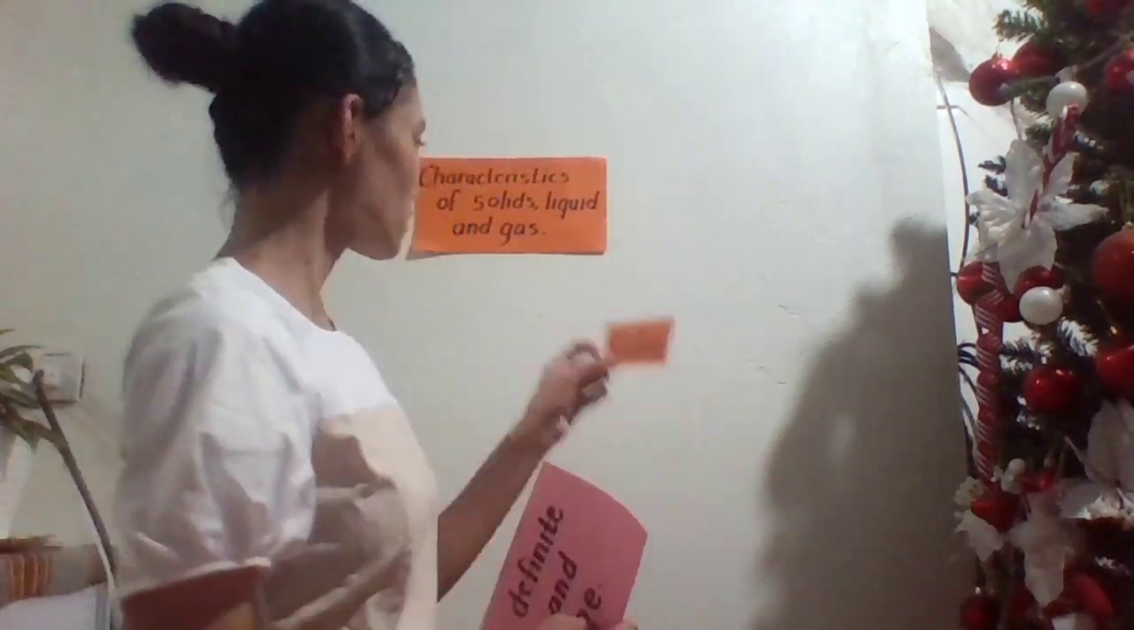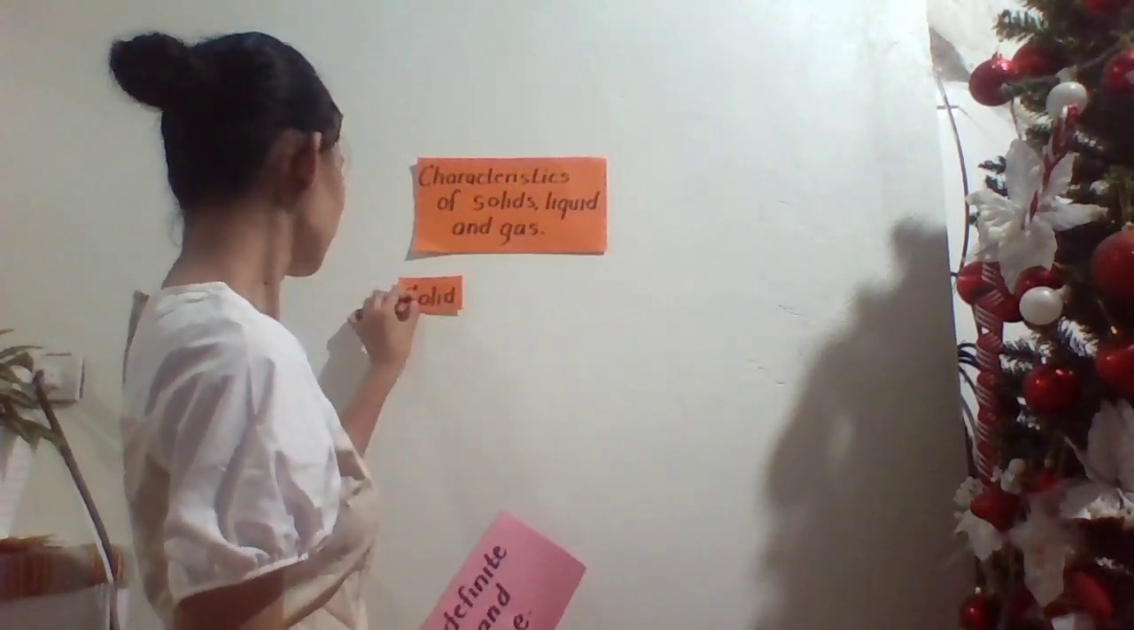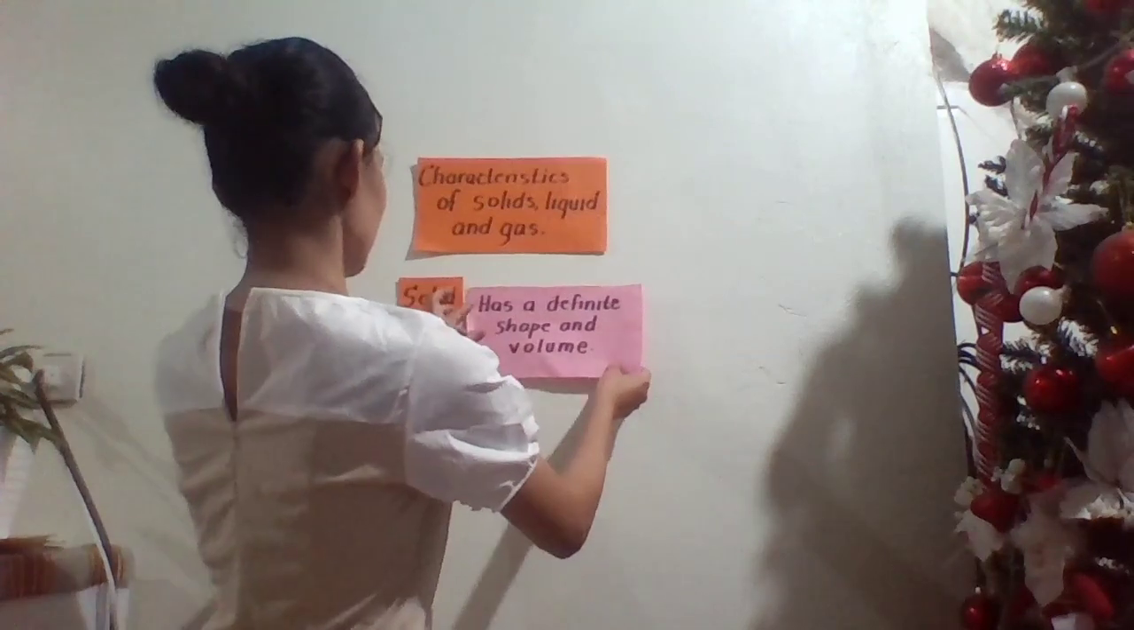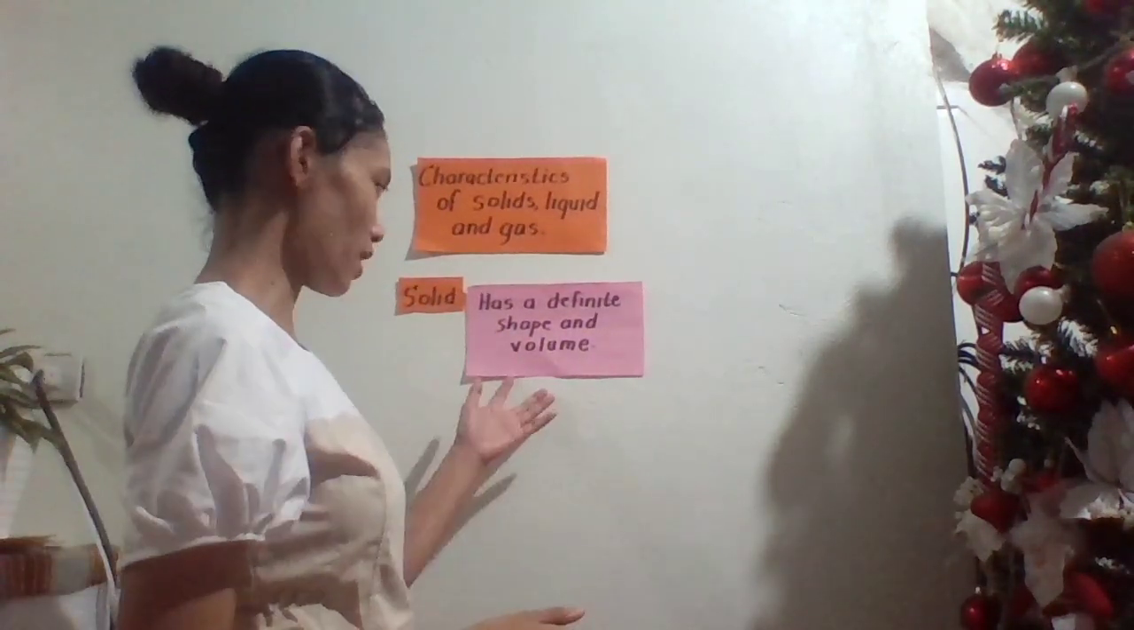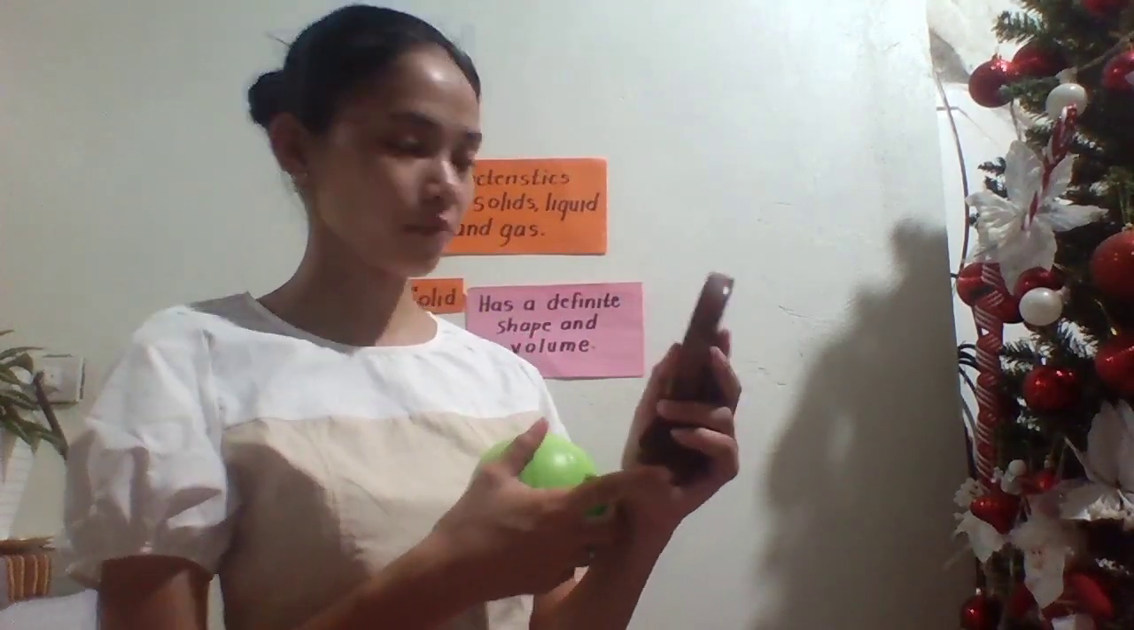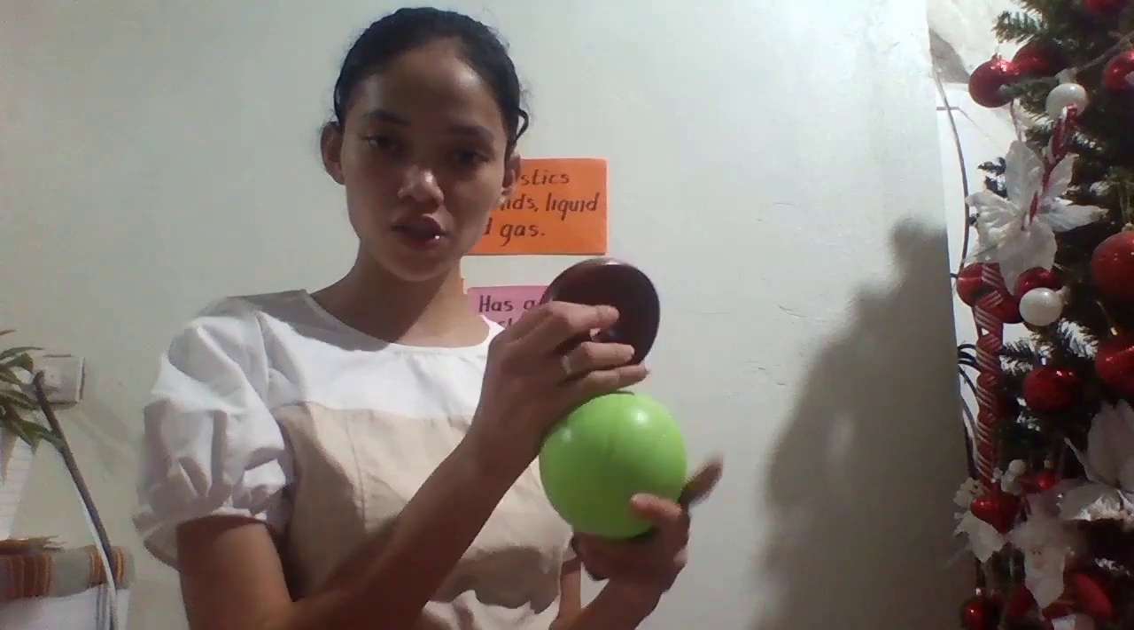So first is solid. So solid has a definite shape and volume. If you look at solid objects, they look different from liquid and gas. Example, round wood or circle, blocks, and ball. When you look at them, they have color, they have also certain size and shape. When you touch them, they have different texture and have varying hardness.